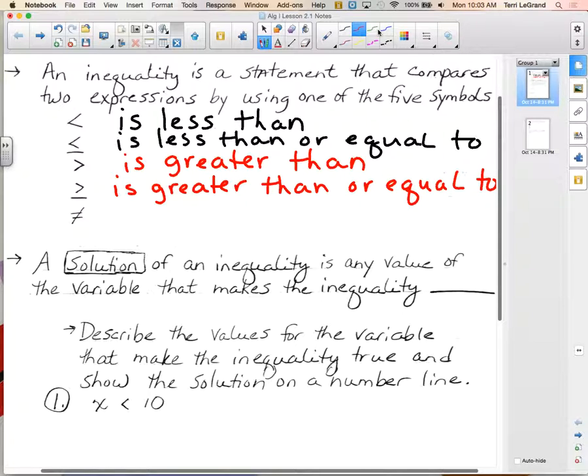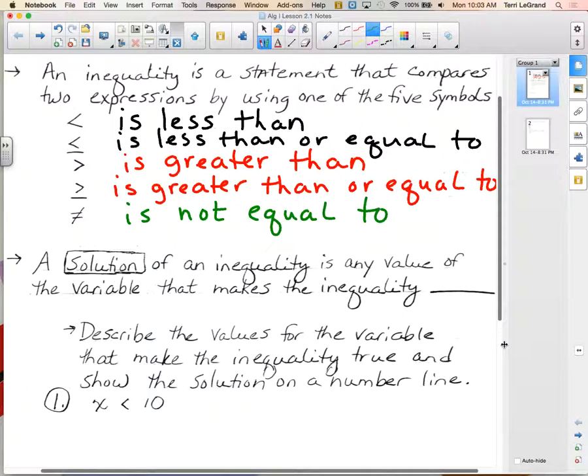Okay, what's our last inequality symbol say? Is not equal to. That's an inequality symbol also. So there are actually 5 inequality symbols. And we need to know when to use them, how to use them, how to say them, all of that, okay?